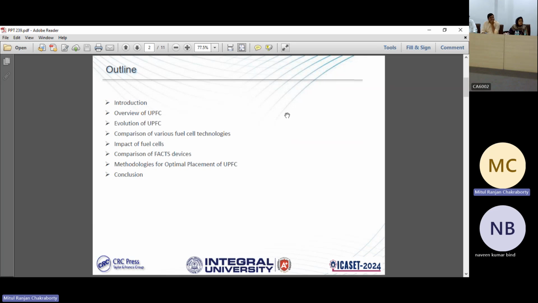So the outline is like this: introduction, then overview of UPFC, evolution of UPFC, then we'll compare various types of fuel cell technologies, and we'll study the impact of that, and then compare various types of FACTS devices, then methodologies for optimal placement and conclusion.